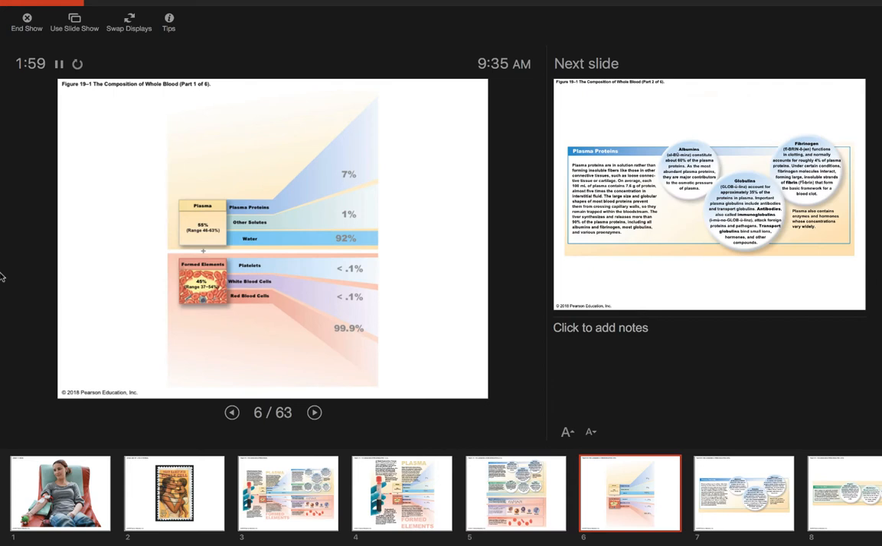This range will vary because of the water? So it varies according to just different people. You know, men are going to have more red blood cells than women. So it varies from person to person, based on fluid, based on sex, based on many other factors.